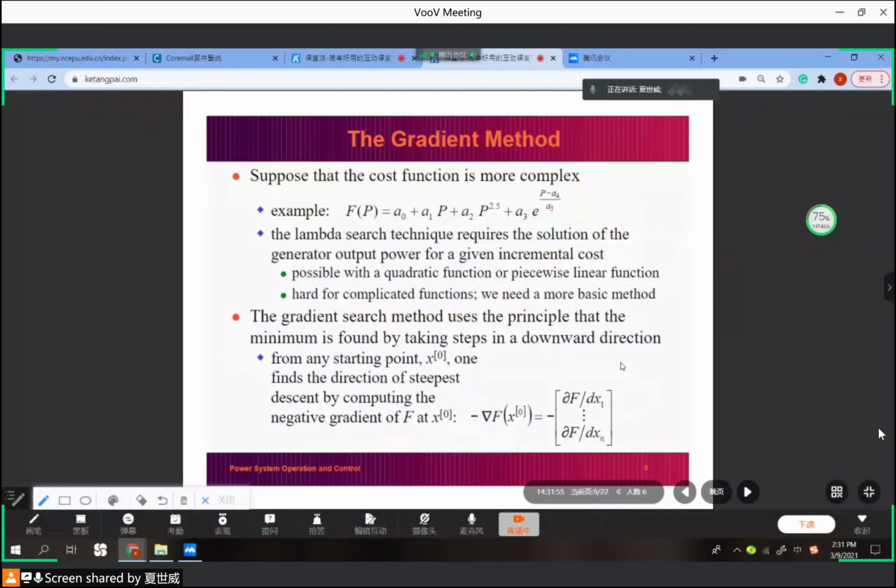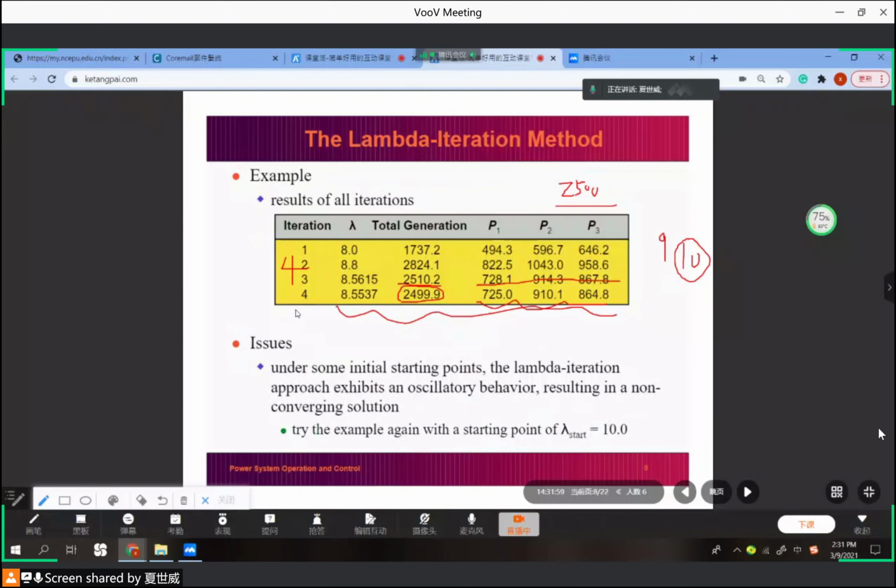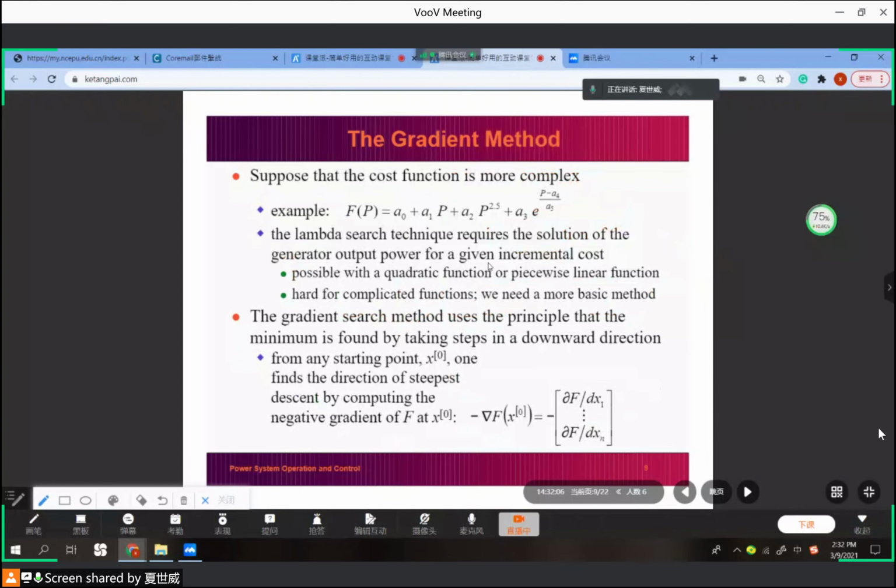Next we will introduce the gradient method. Because there are some issues or problems with the lambda iteration method, we will continue to develop a more advanced method. This method is the gradient method.